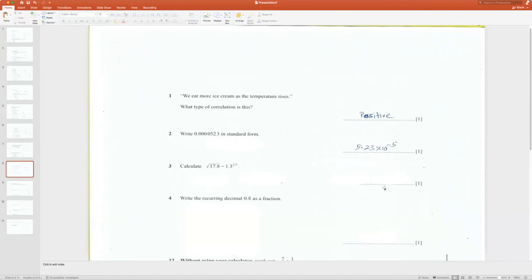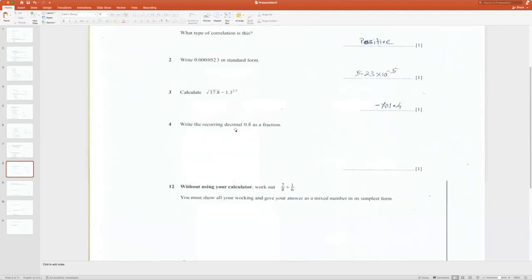Calculate this. We can use the calculator for this to get the answer like this. Write the recurring decimal 0.8 as a fraction. Now we have to multiply this by 10. So x equals 0.8, one decimal place. So we have to multiply by 10, then 8.8. So subtract these two, then 9x equals 8, then x equals 8 over 9.